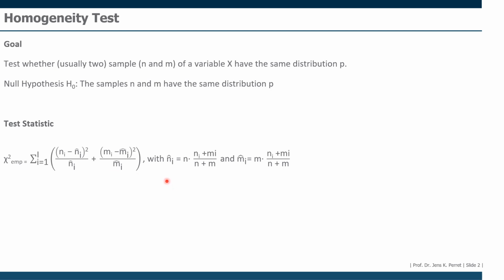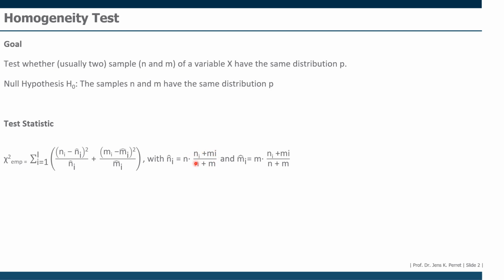As with all chi-squared tests, the question arises, how do we get these expected frequencies? In this case, we have to do a little bit of work. First, we have to get the overall number of observations in each of the two samples, and add them up to get the total number of observations. Then we take that as the denominator and divide the sum for each group we are considering here, that's n_i plus m_i, by the overall number of observations.